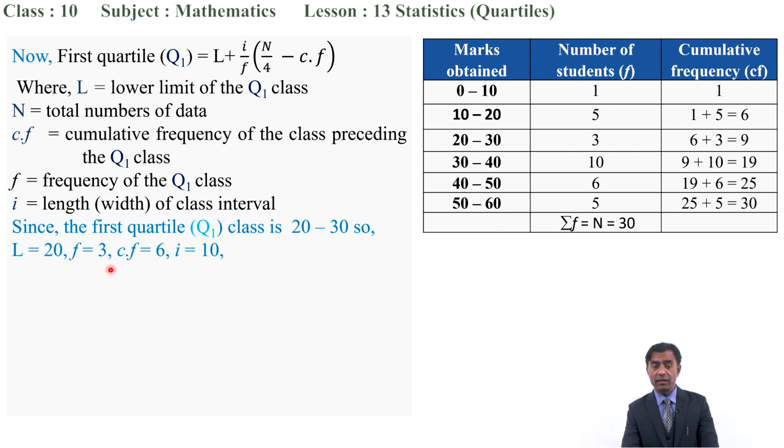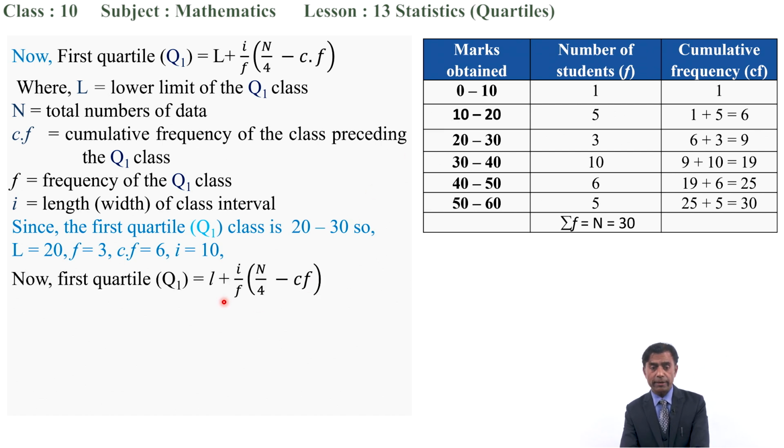So let's mention L is equal to 20. In this class 20 to 30, 20 is the lower limit. The frequency of the same class, 20 to 30, is 3. So F is equal to 3. CF just preceding the Q1 class: just before 9, there is 6. So CF is 6. I is the length or width of the class interval: 0 to 10, the gap is 10 minus 0, 10, and 20 minus 10 is 10. So I is equal to 10.